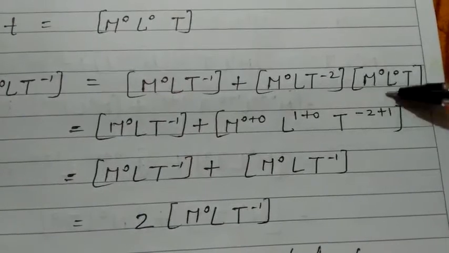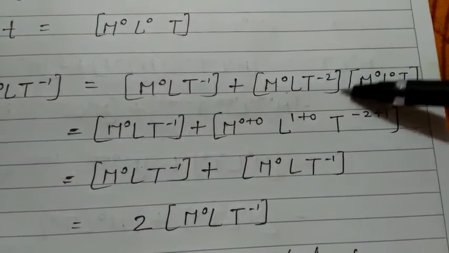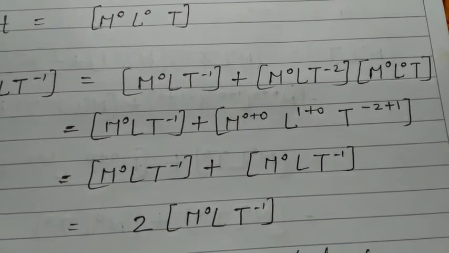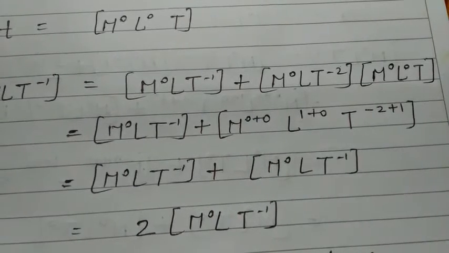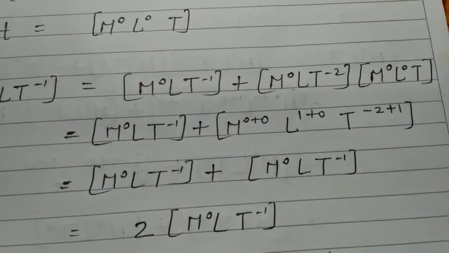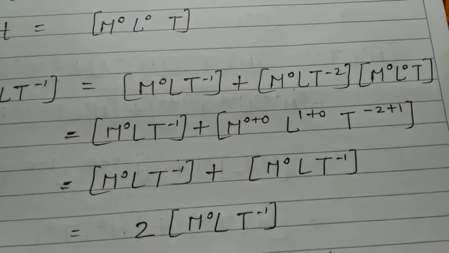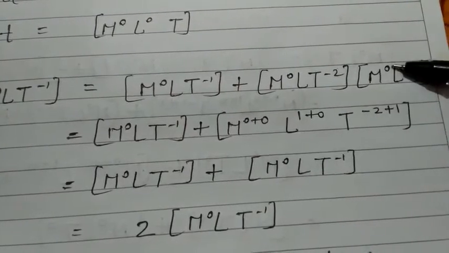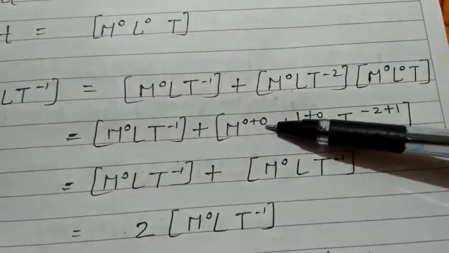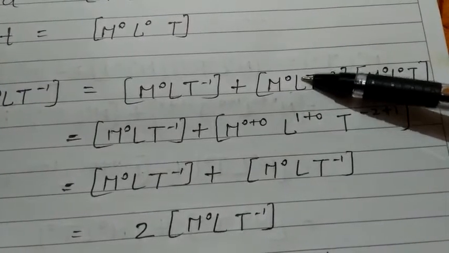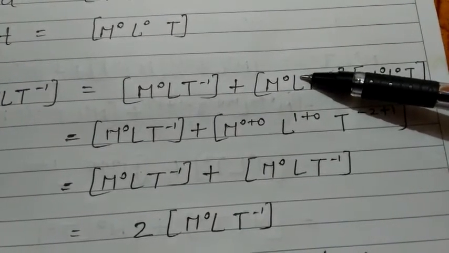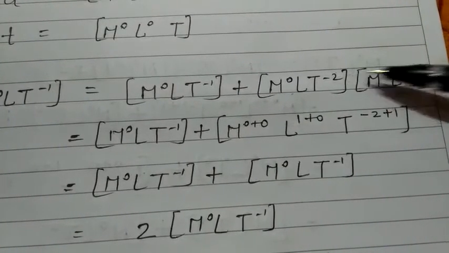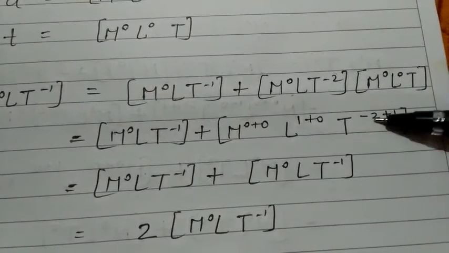Now after that, these two quantities are in multiplication. We know from algebra that if two quantities have the same base and are in multiplication, their powers are simply added up. So here you can see M to the power 0, M to the power 0, so M to the power 0 plus 0. L to the power 1; here no power is written, that means L to the power 1 is there. Here L to the power 0, so 1 plus 0. Here T to the power minus 2 and T to the power 1, so T to the power minus 2 plus 1.